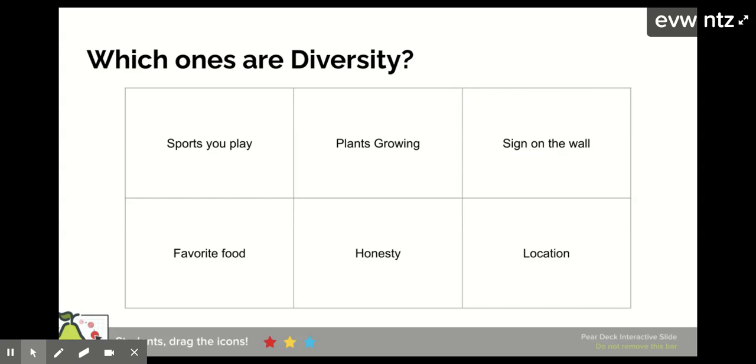Sports you play, is that diversity? Yes, because not everybody plays the same sport. What about plants growing? No. What about signs on the wall? No. What about favorite food? Yeah, that's diversity. What about honesty? No, that is not diversity. What about location? Yes, location is diversity.